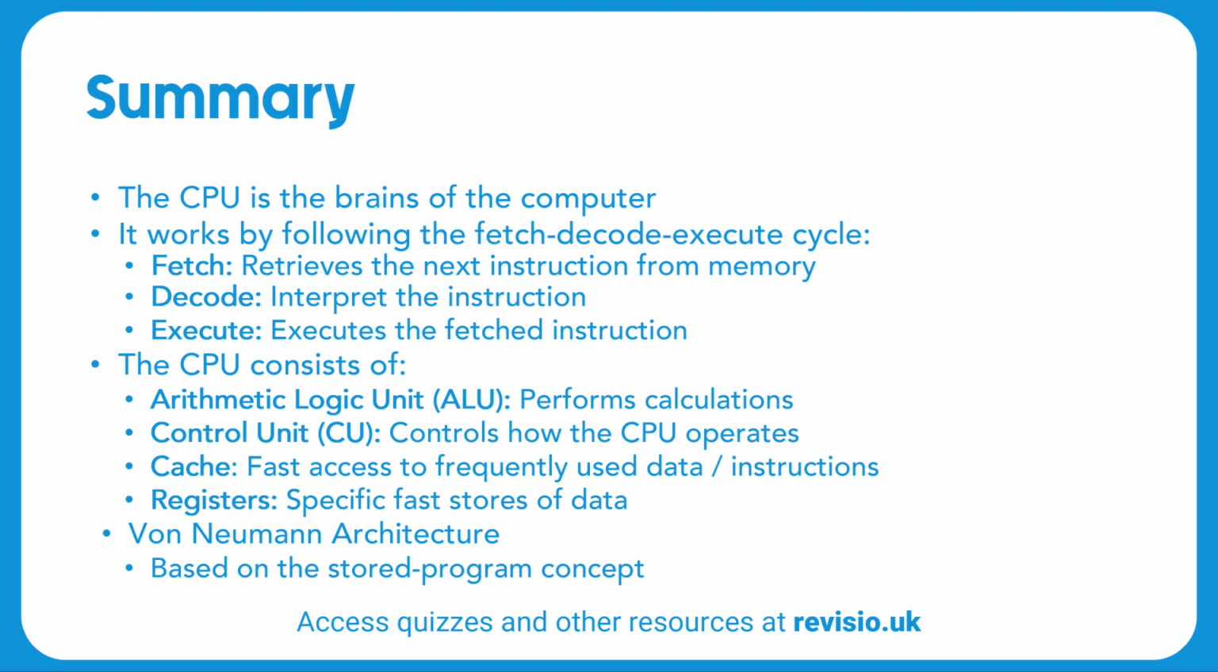We've also covered that the CPU consists of an arithmetic logic unit for performing calculations, a control unit for deciding how the CPU should execute an instruction, some caching for providing fast access to frequently used data and instructions, and registers for storing specific pieces of information relative to the running of the CPU. These registers include the program counter, accumulator, memory address register, and memory data register.